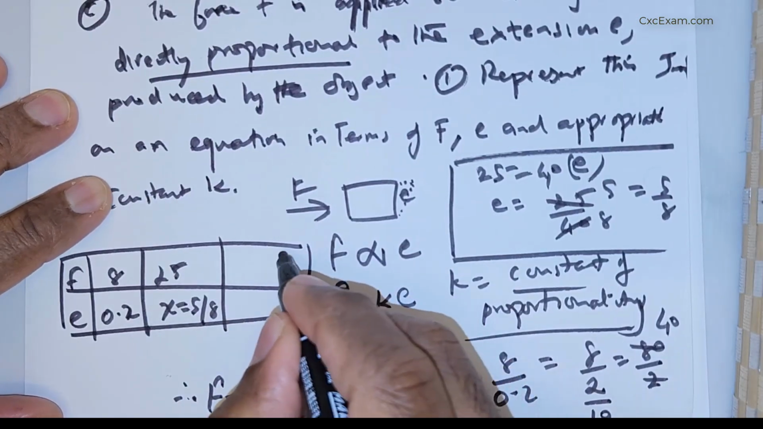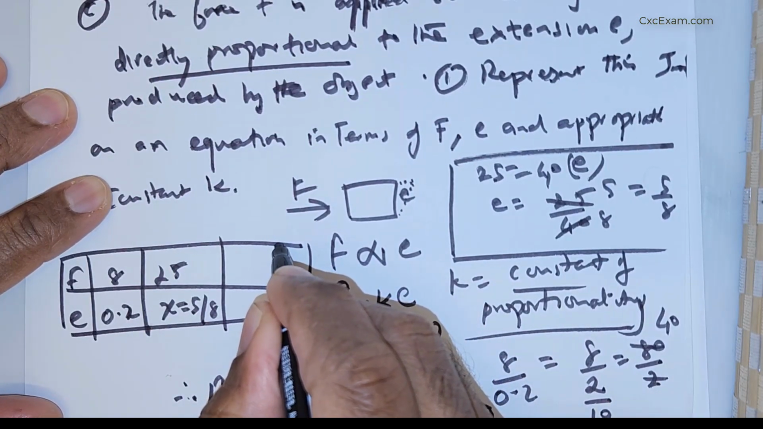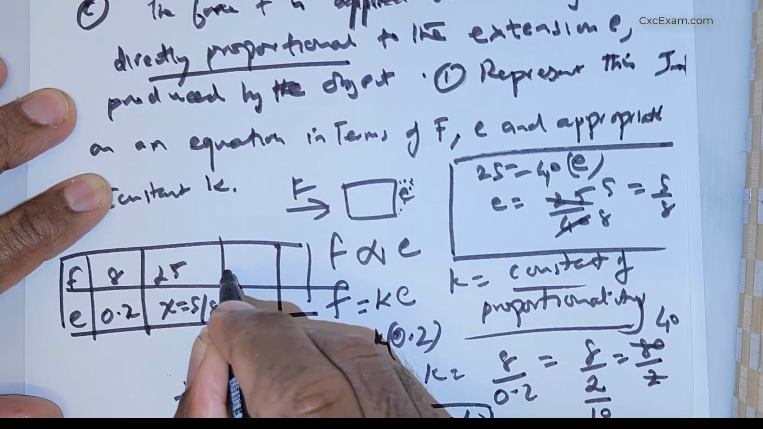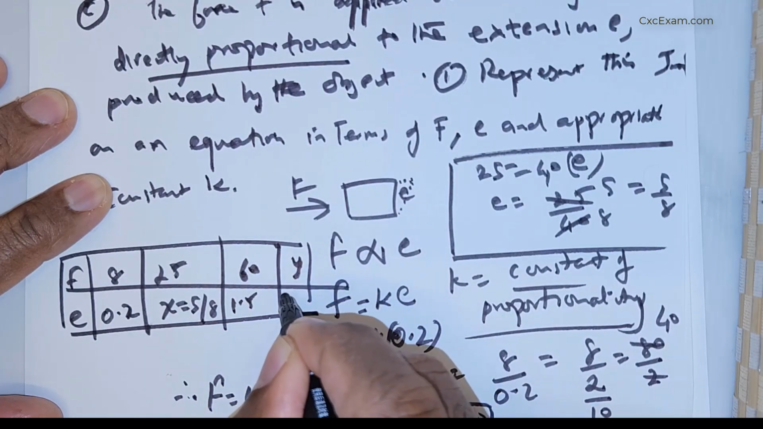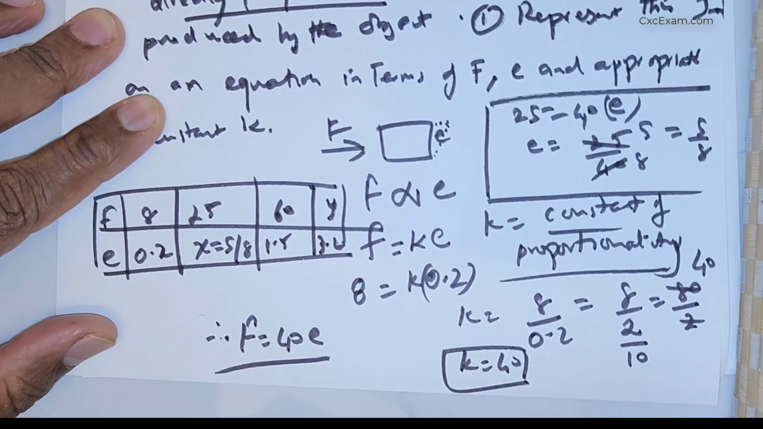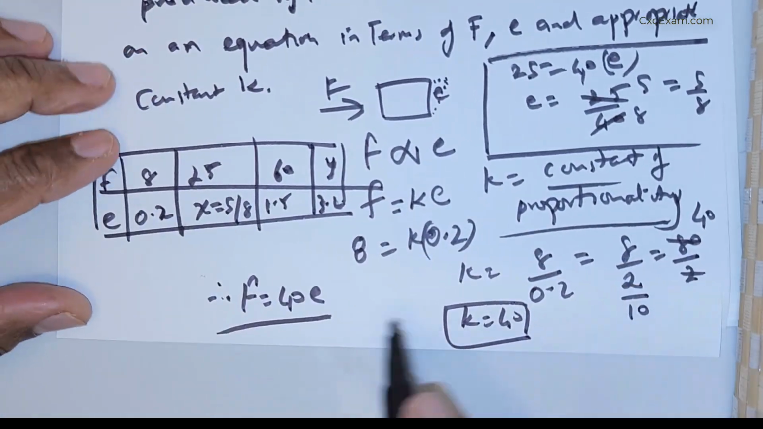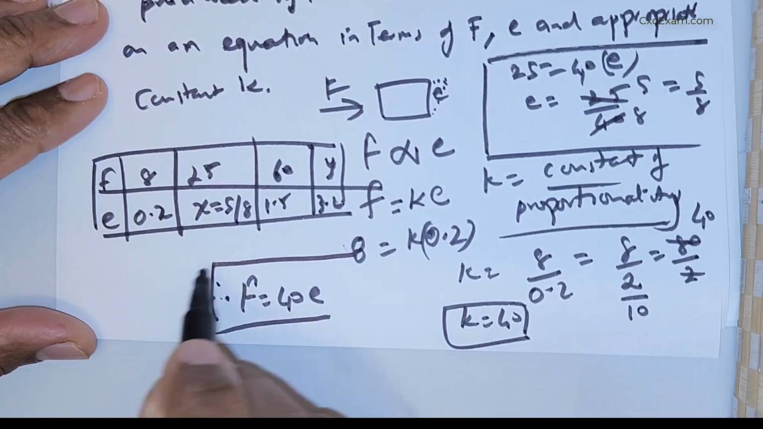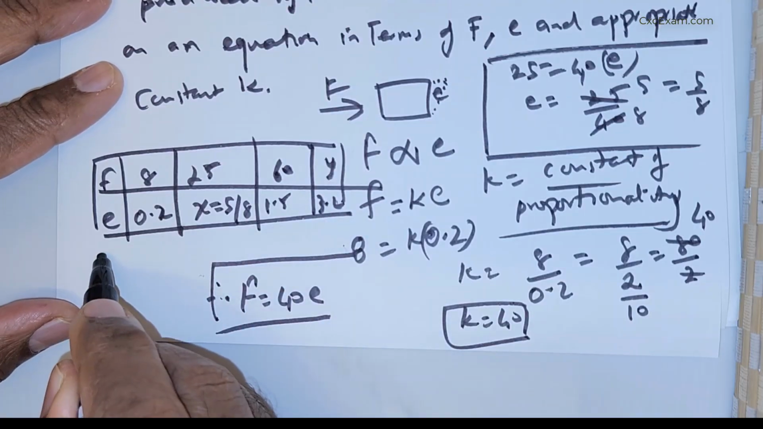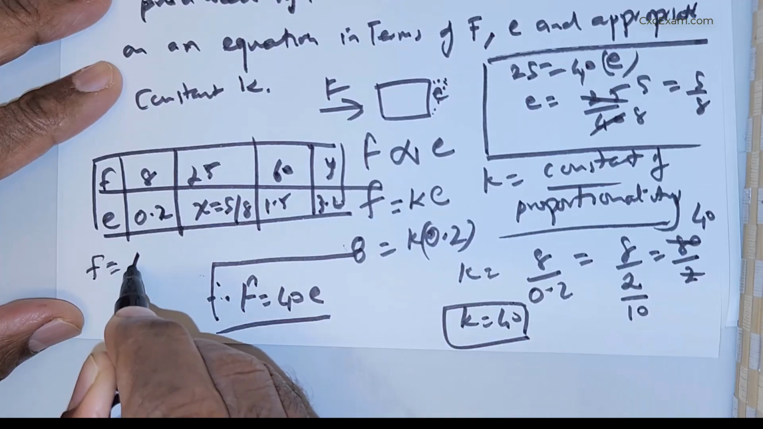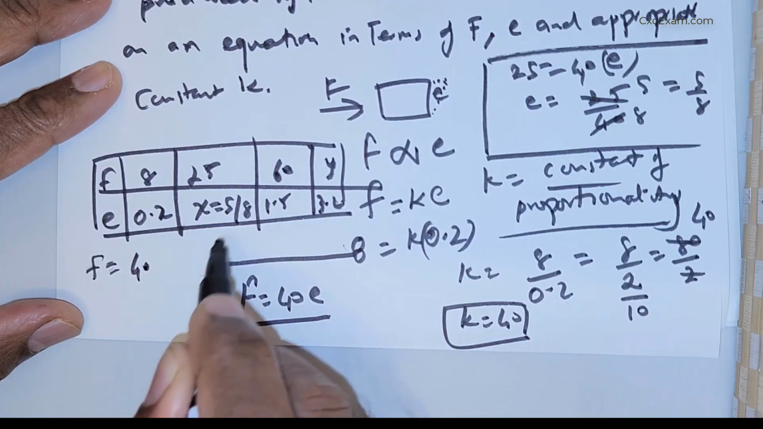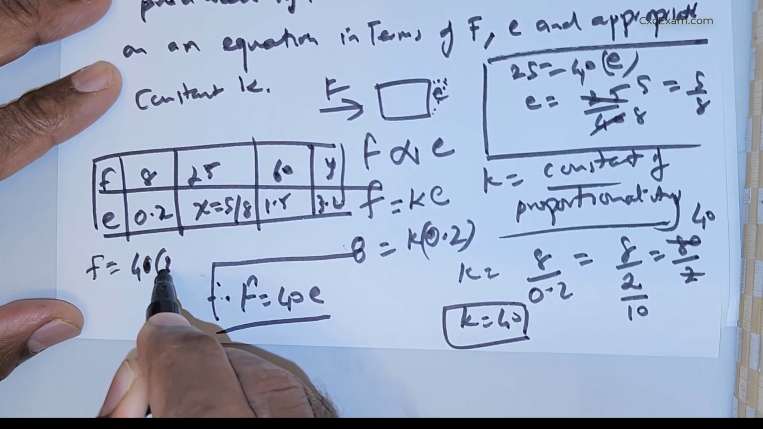Now there is a last value that is given. After 25 you have 60 and 1.5. At the very end you have Y and 3.2. So I'm going to try to squeeze that working here. So Y value is needed, so F value is needed, and proportionality is 40, and E is given as 3.2.